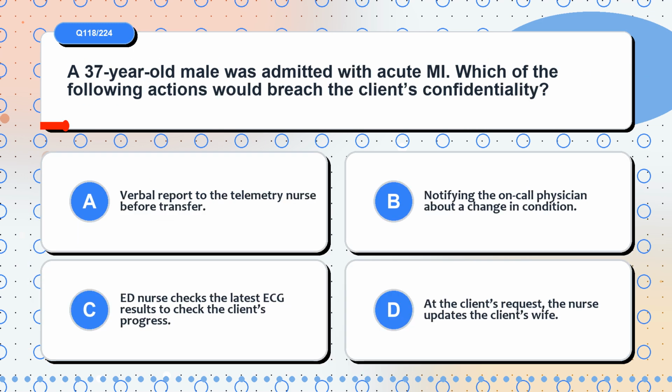Question 118. A 37-year-old male was admitted with acute MI. Which of the following actions would breach the client's confidentiality? Here are the options. Option A. Verbal report to the telemetry nurse before transfer. Option B. Notifying the on-call physician about a change in condition. Option C. ED nurse checks the latest ECG results to check the client's progress. Option D. At the client's request, the nurse updates the client's wife.